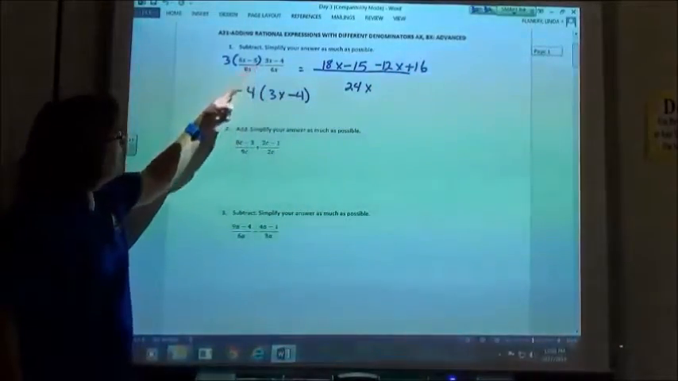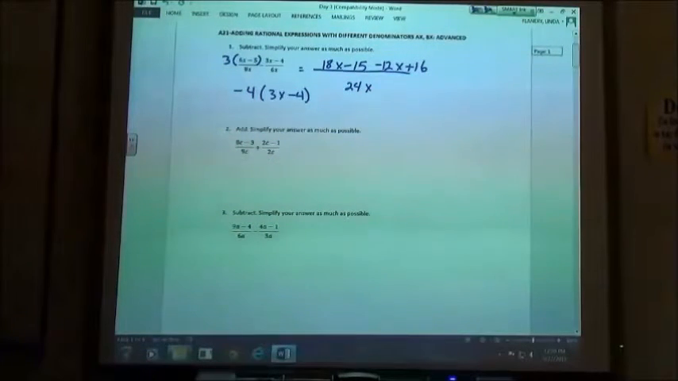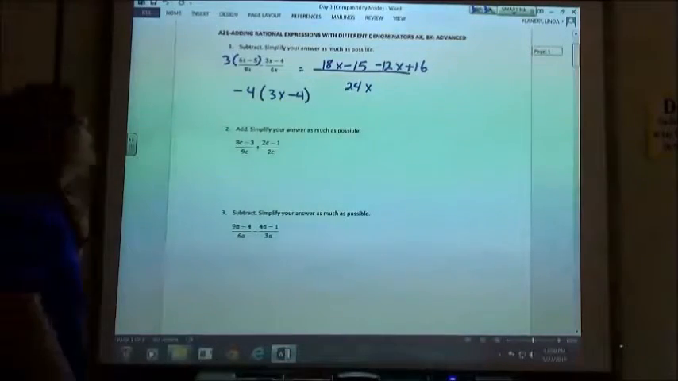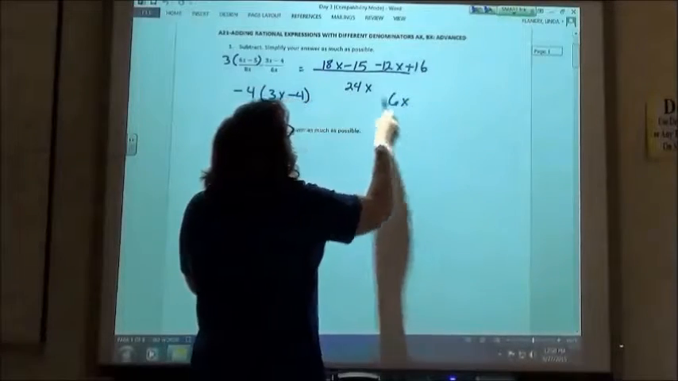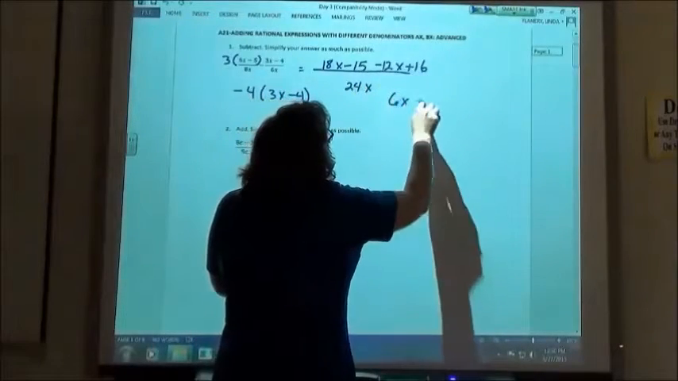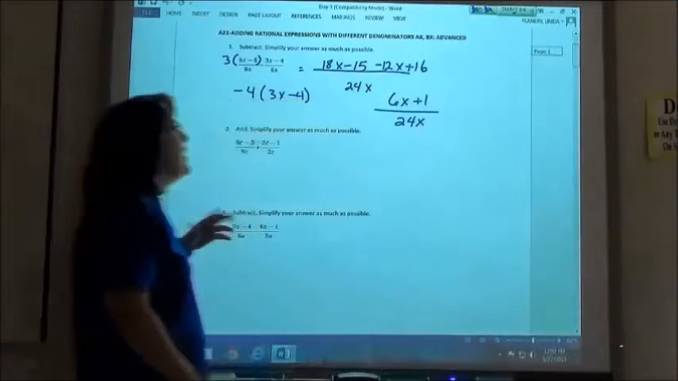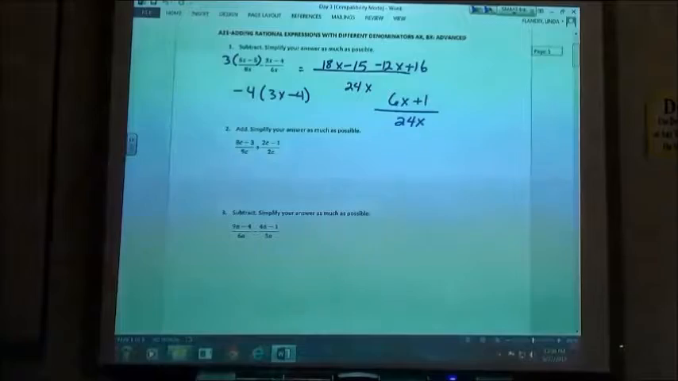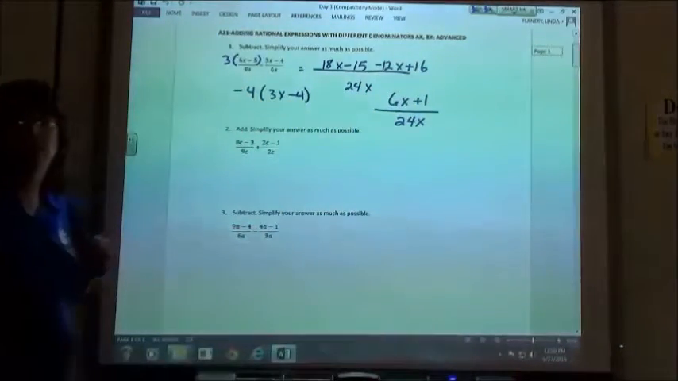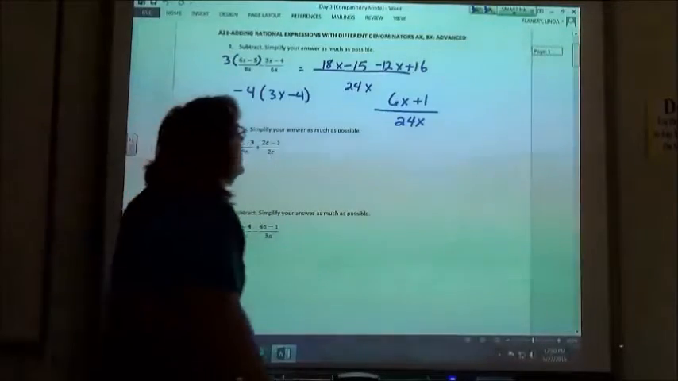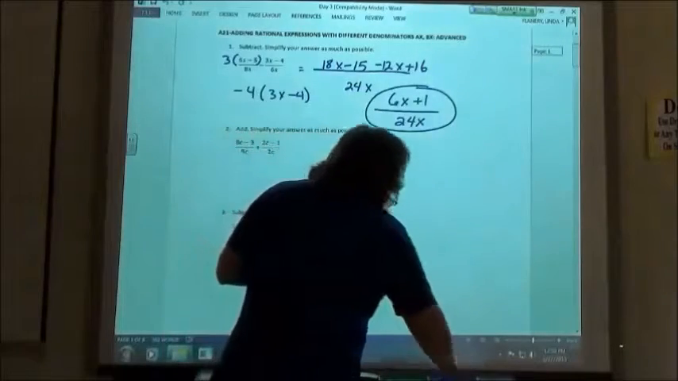So just bring that sign down in front of that number that you're going to multiply by, and that way you don't forget to change the signs if it happens to be negative. You're now going to combine your like terms. 18x minus 12x would be 6x. Negative 15 plus 16 is plus 1. My common denominator was the 24x. Now we're just going to leave it as a fraction like that. You can't reduce it down unless all 3 terms are divisible by the same thing so that you can factor that number out. In this case you can't, so that's going to be your answer, 6x plus 1 over 24x.